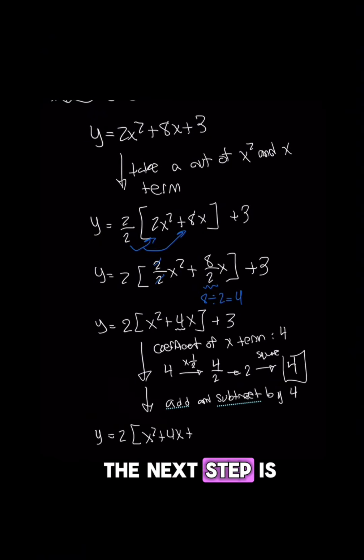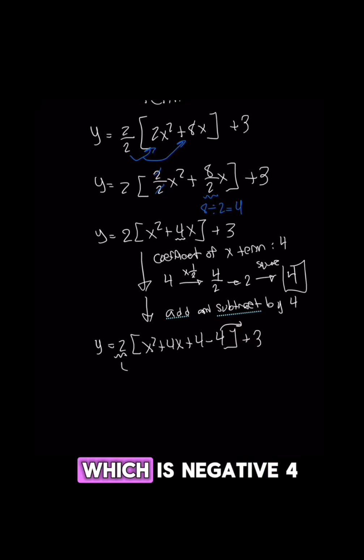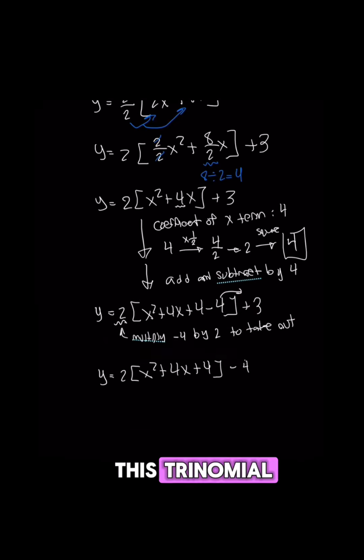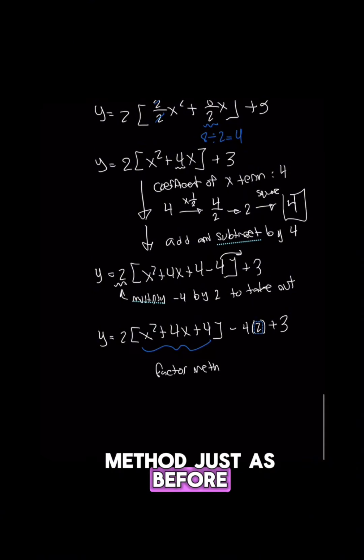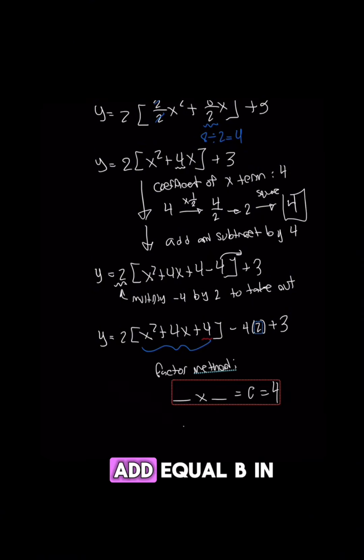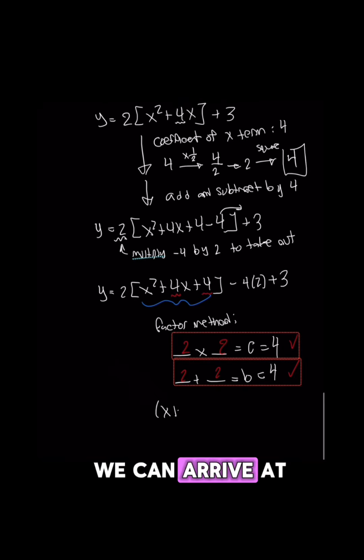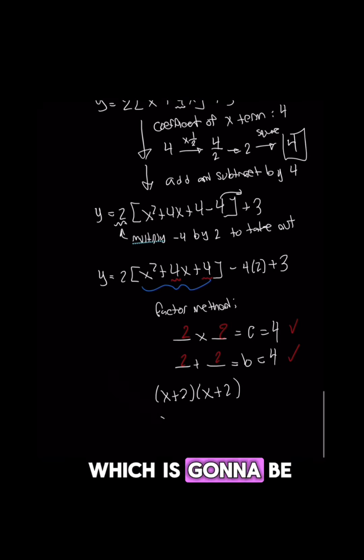Do that. The next step is to bring the negative term outside, which is negative 4 in our case, and do that by multiplying it by 2. Then we're left with this trinomial. You can use the factoring method just as before, finding two numbers that multiply to equal c and add to equal b. In our case, both going to be equal to 2. Write it in factored form here. We can arrive at our expression for the square, which is going to be x plus 2 squared.